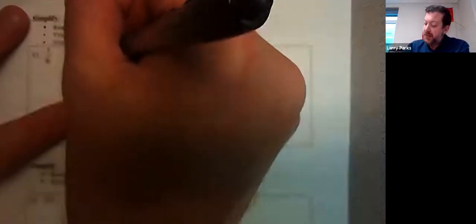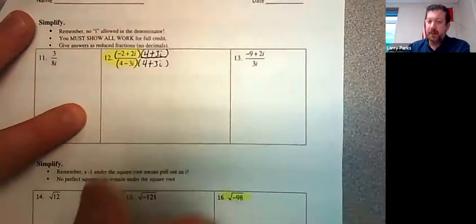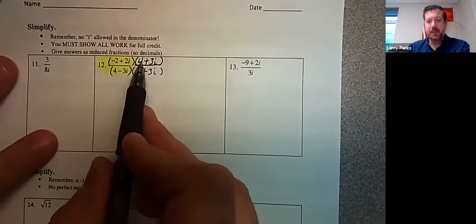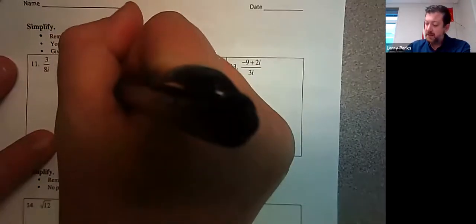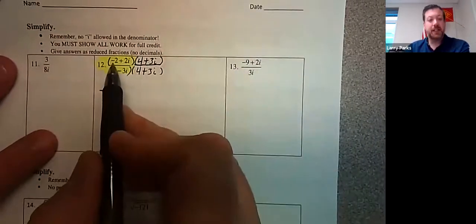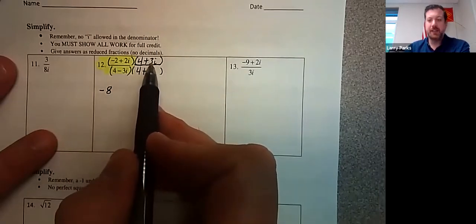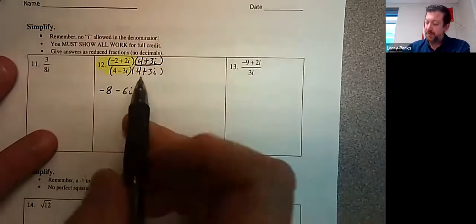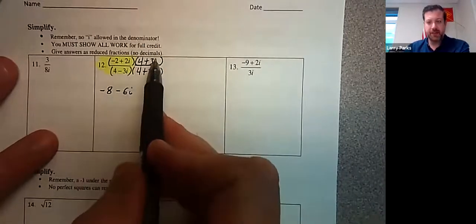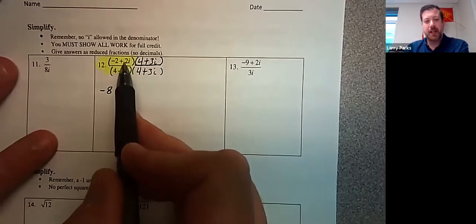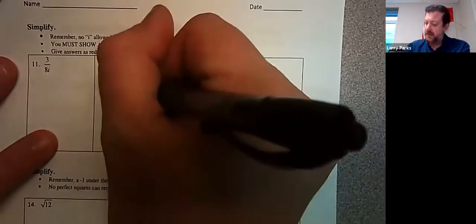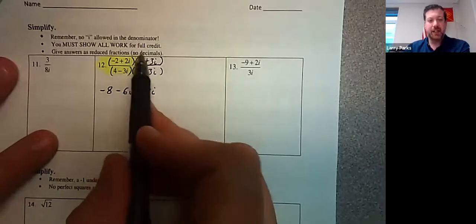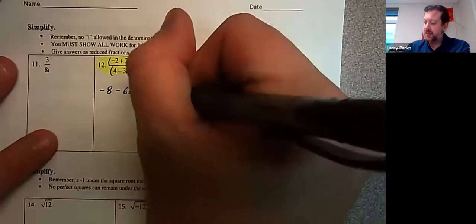And then from there, you distribute. So I would take negative 2 times 4. That's negative 8. I would take negative 2 times 3i, negative 6i. So I distributed the negative 2. And now I'll distribute the positive 2i. 2i times 4 is 8i. And then 2i times 3i is 6i squared.